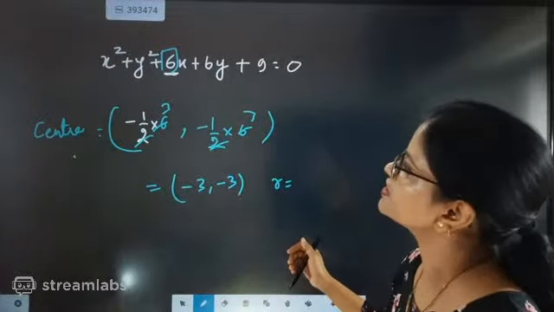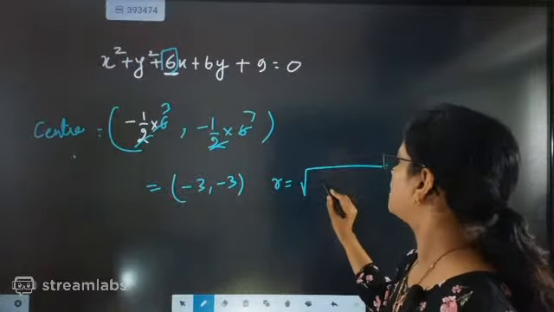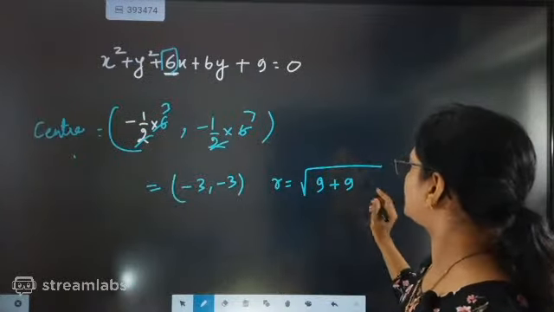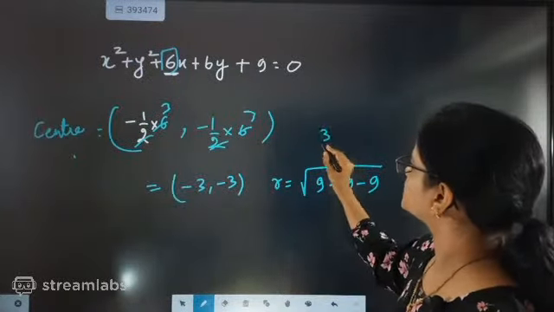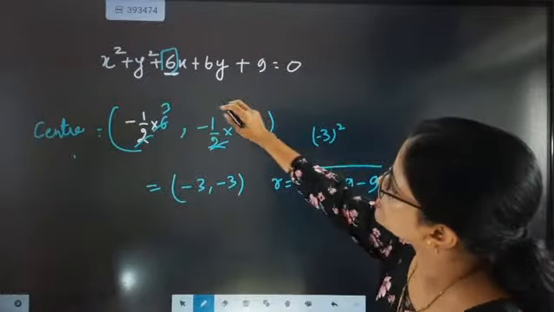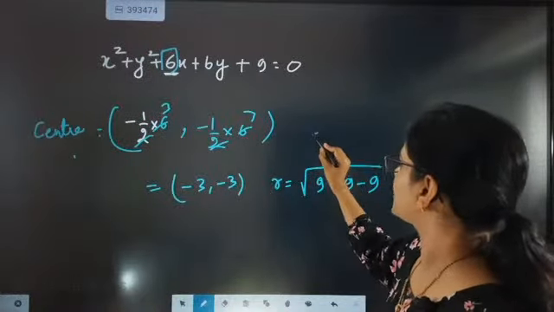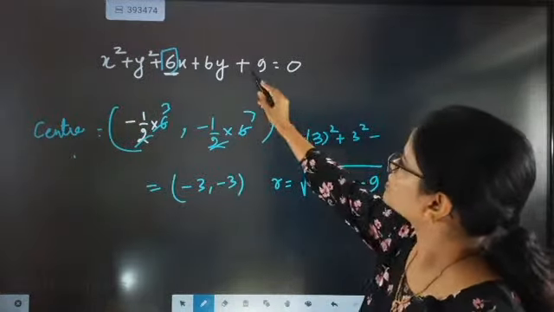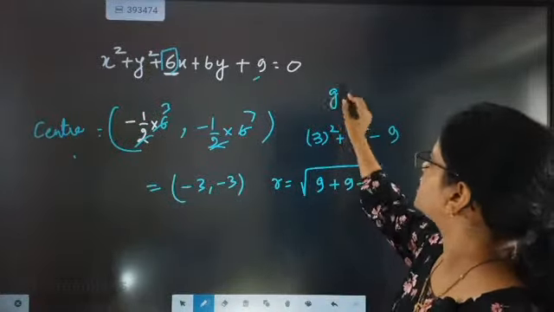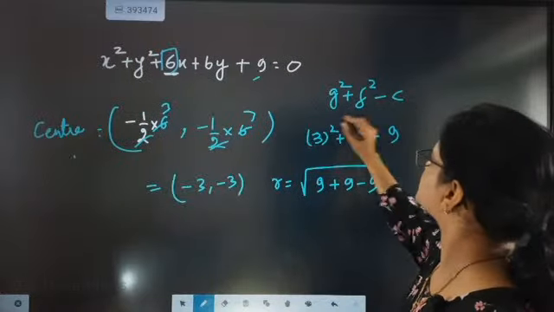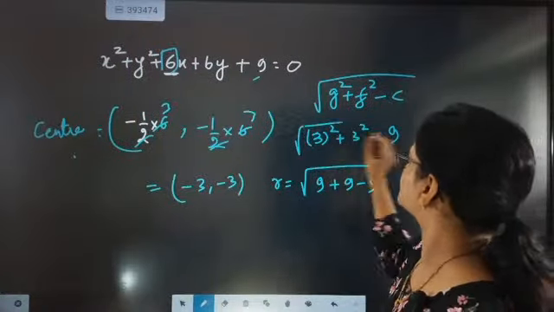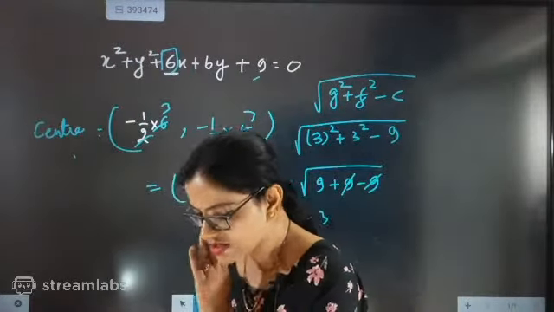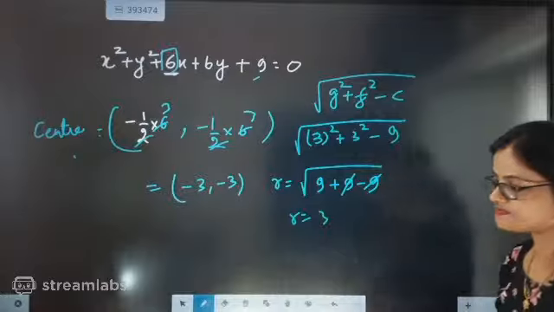Radius is root under g square plus f square minus c. G is 3, because it is coming as minus 3 whole square. So g is coming as 3, so 3 square plus 3 square minus c. So the formula is root under g square plus f square minus c. So it is coming as 9 minus 9 cancel. So radius is coming as 3 units.